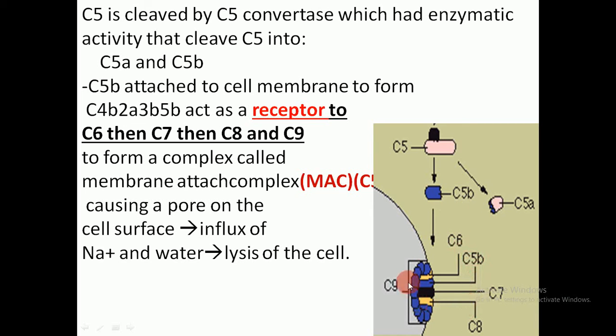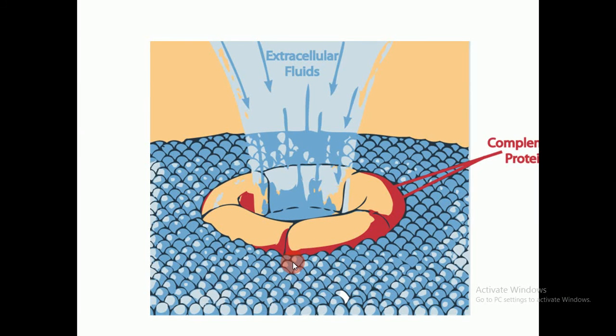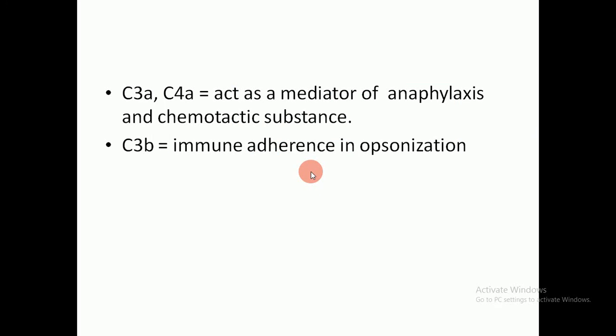C7, C8, C9, which bind to the cell membrane and form a complex called the MAC, membrane attack complex, causing a pore on the cell surface. This leads to influx of sodium and water and lysis of the cell. This leads to formation of a pore in the cell wall and influx of the extracellular fluid, which leads to lysis and rupture of the target cell.